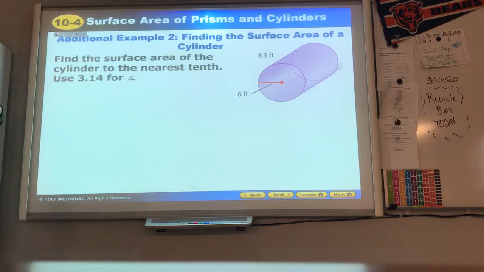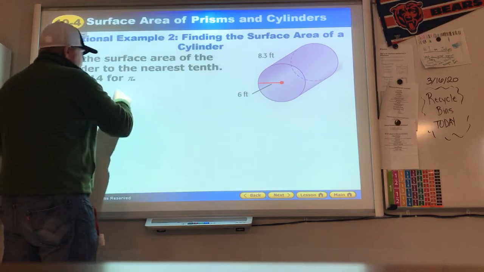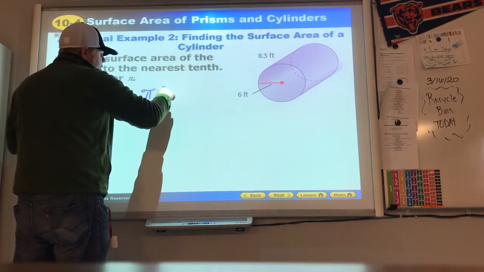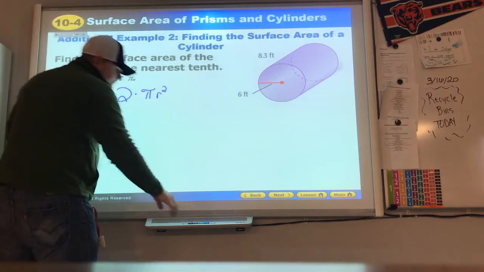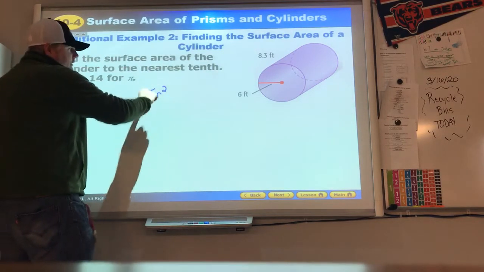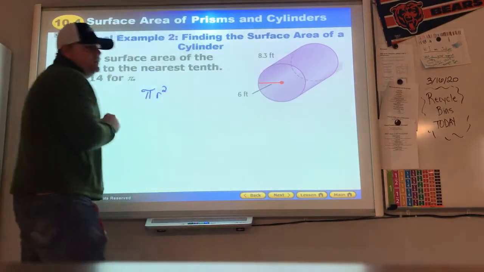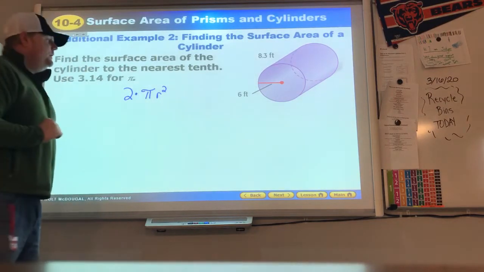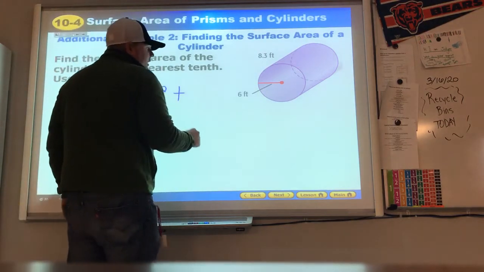So here, I'm going to work on our process. I know I'm taking 2 times pi r squared. This is going to be the area of the base, because this is how you find the area of that circle. And then there's not one circle, but 2 circles that are exactly the same. So I take 2 times that.